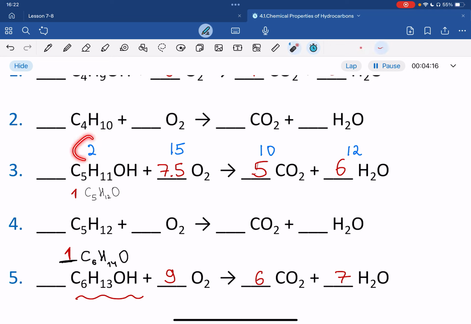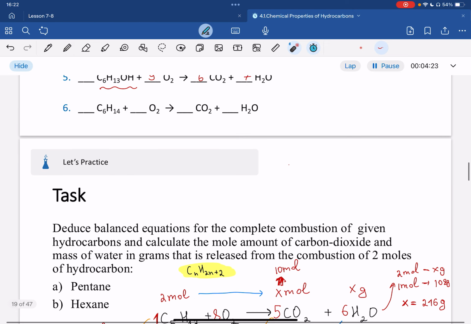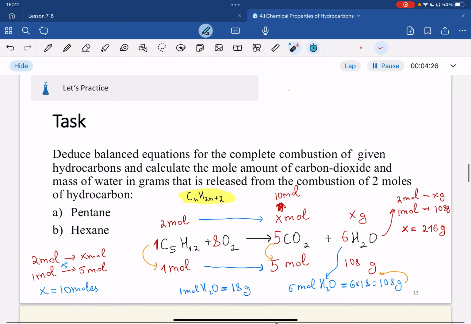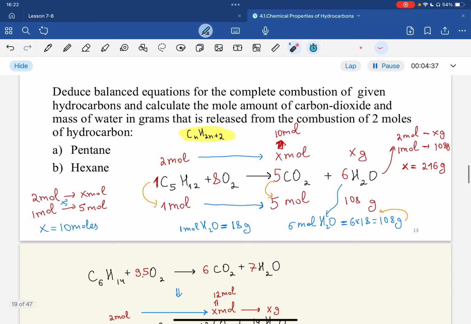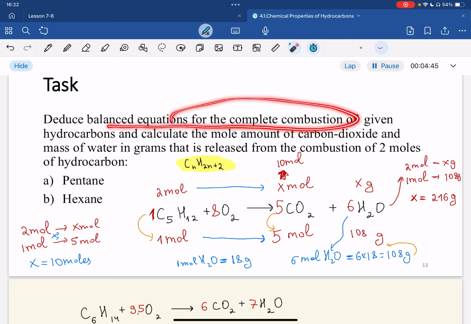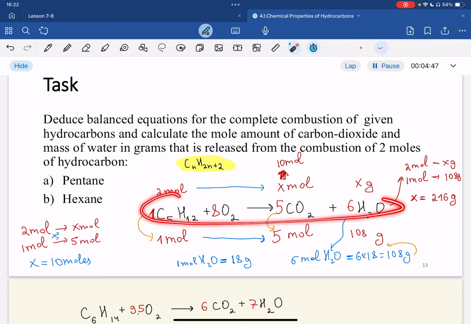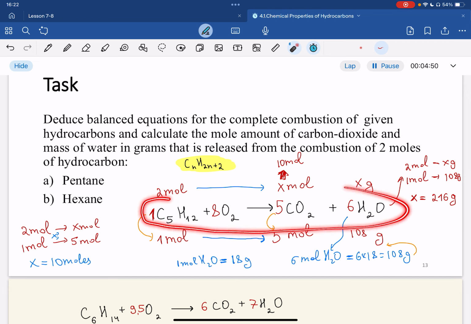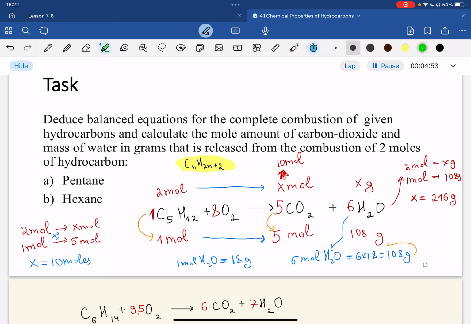Always at the end after balancing, make sure to check one by one to see if all the elements in the balancing are the same. And we can have different kinds of reactions based on combustion reactions, so stoichiometric calculations, but this one is quite straightforward. We have done it during the lesson, but let's do it again. It says, deduce the balanced equation for the complete combustion. We already did the complete combustion. Always write the chemical equation and take a look at this keyword, complete.